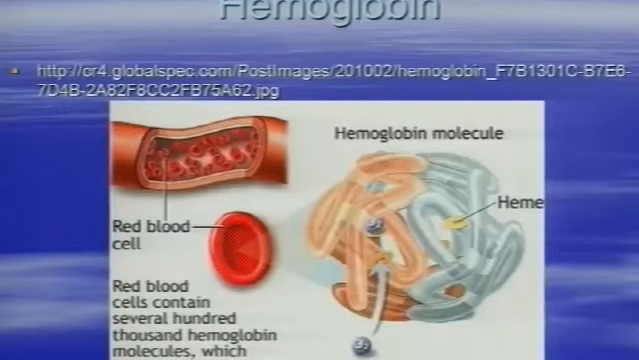Inside of each red blood cell, we're going to have hundreds of thousands of hemoglobins. So what will happen is these red blood cells with the hemoglobin will pass by those pulmonary capillaries, offload carbon dioxide, and pick up oxygen.